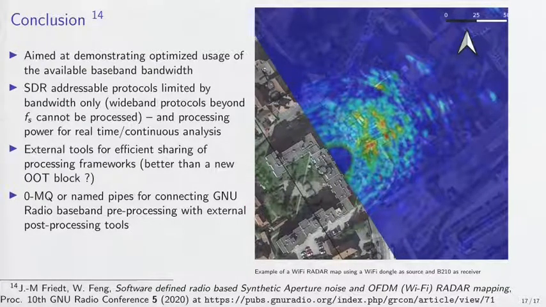Here is a demonstration of passive radar using a Wi-Fi non-cooperative source. Here is my balcony. I was streaming Wi-Fi signals, not for streaming actual data, but for illuminating buildings. These are buildings opposite to my balcony whose reflections are detected by cross-correlating the transmitted data with the reflected data. This has been presented at GRCon in 2020.